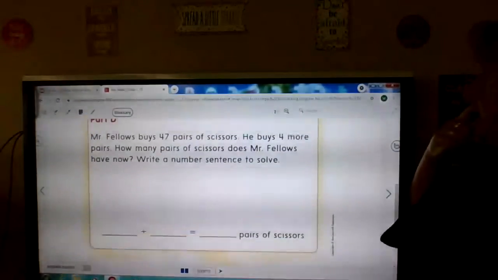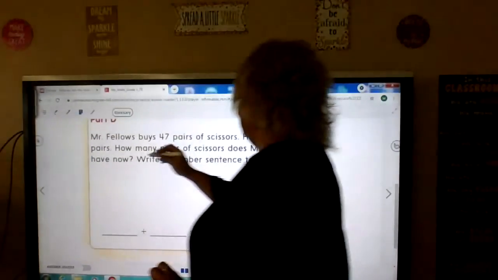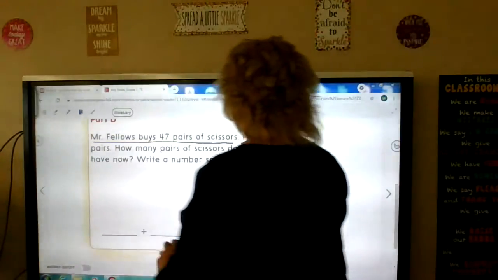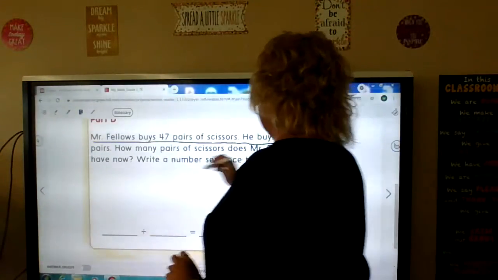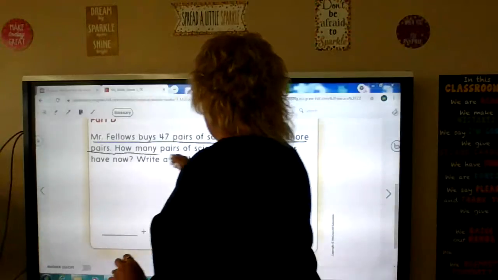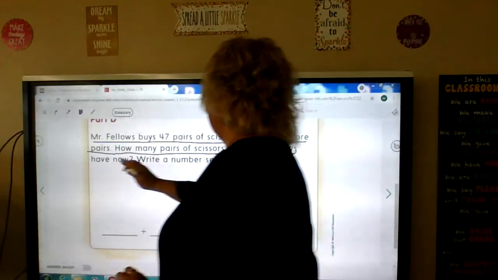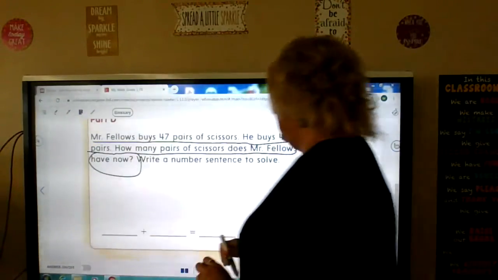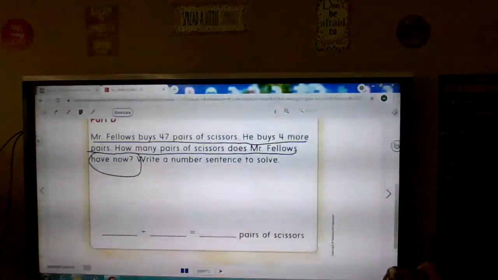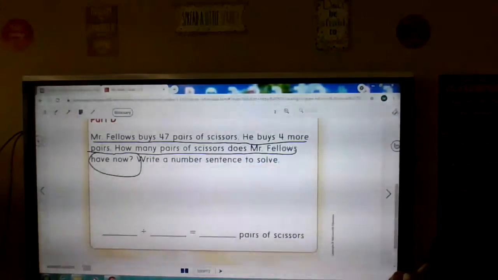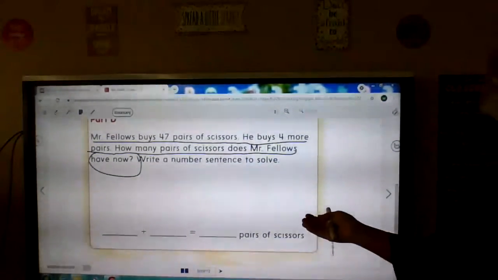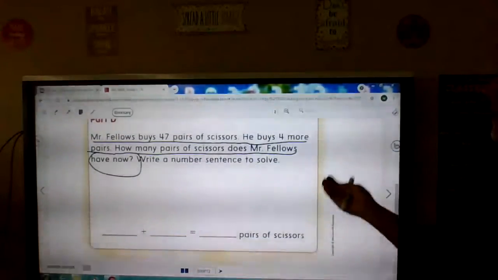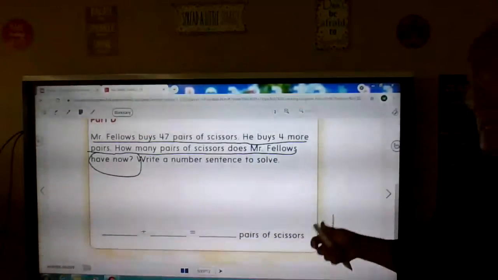Okay, part D. Mr. Fellows buys 47 pairs of scissors. He buys 4 more pairs. How many pairs of scissors does he have now? Write a number sentence to solve. He had 47, he bought 4 more. How many pairs does he have now?